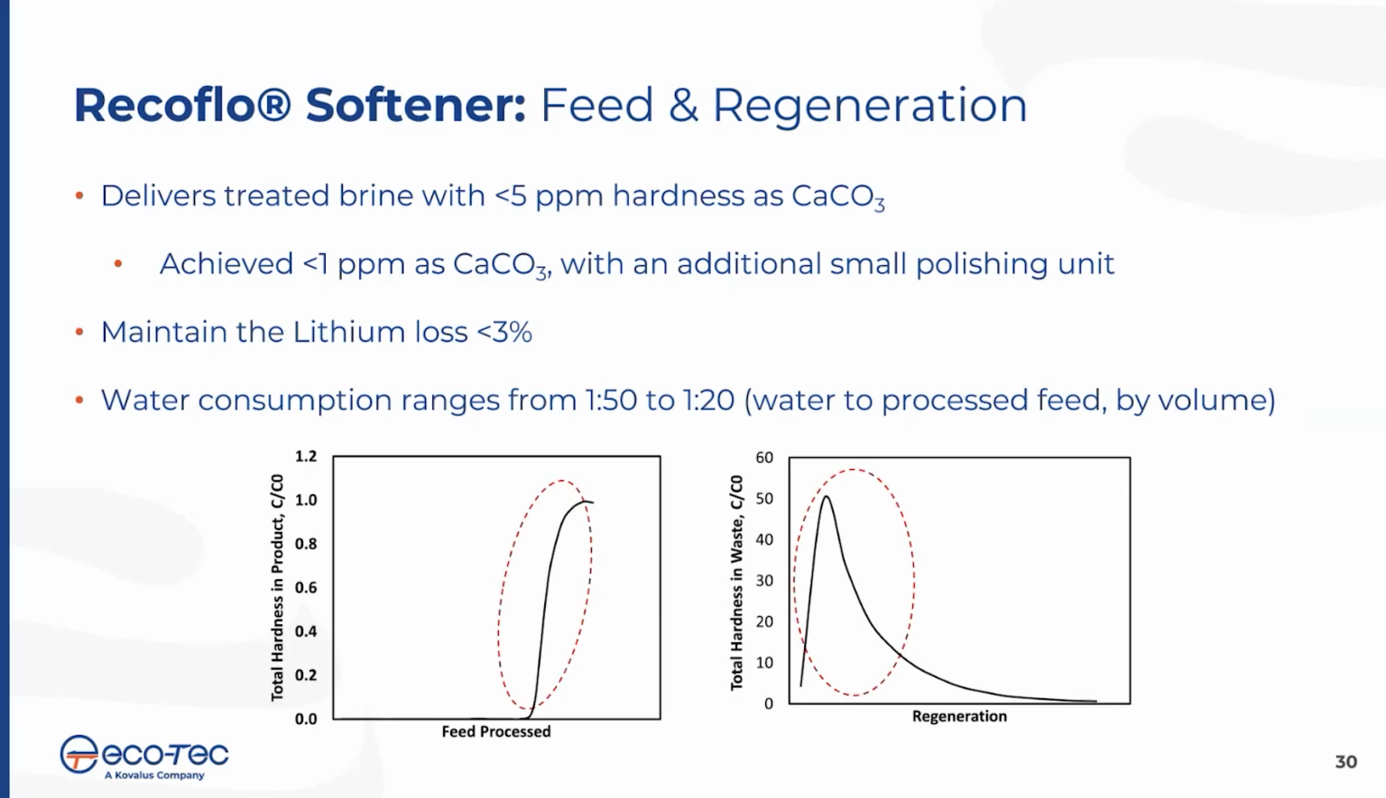These are the typical profiles for the product and regeneration step. The product profile represents the service run when we are treating the DLE eluate and producing softened product, and the regeneration profile represents the regeneration step when we restore the resin capacity using the regenerant. Because the void space between beads is reduced and the bed is compact, we see sharp breakthrough behavior in both product and regeneration steps. The cutoffs are clean and efficient, which reduces the chance of contamination.